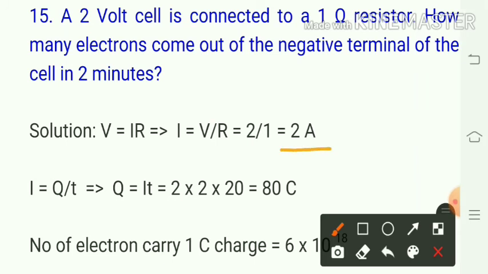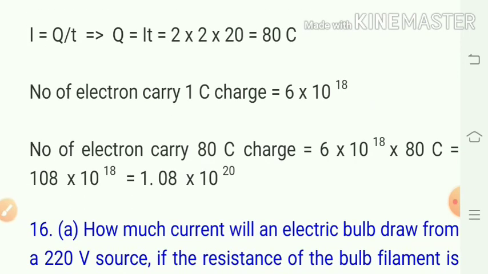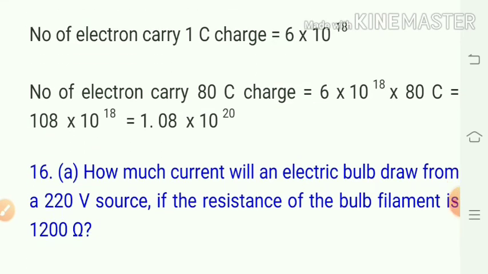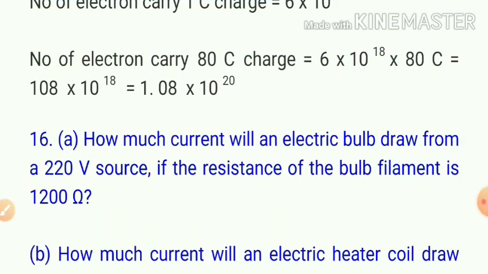Now, we can find out the charge. Q is equal to I T. Therefore, 2 into 2 minutes, that means 2 into 120. It becomes equal to 240 Coulomb. The number of electrons carrying 1 Coulomb of charge is 6 into 10 raised to 18. Therefore, the number of electrons carrying 240 Coulomb of charge can be calculated as 6 into 10 raised to 18 into 240, which becomes equal to 1.44 into 10 raised to 21.